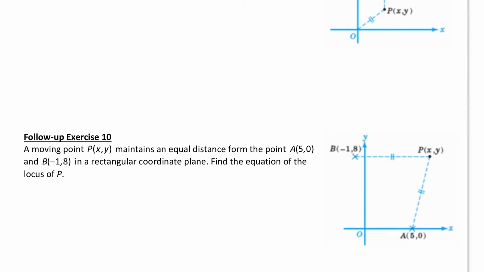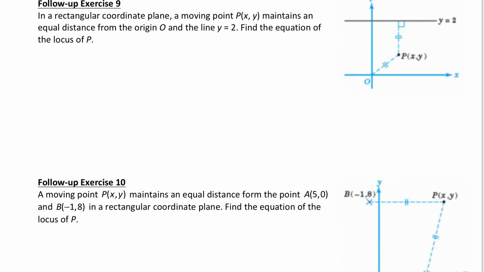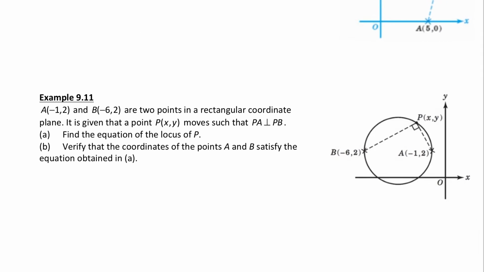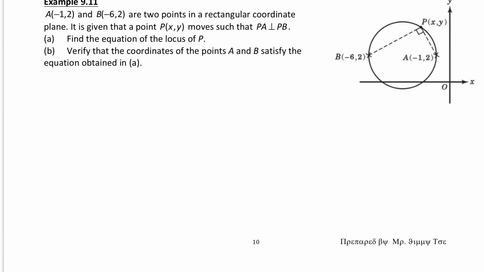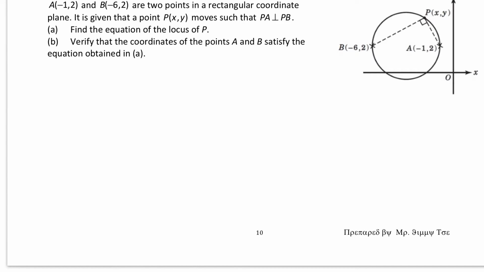Remember, you need to finish example 4, exercise 9 and 10 and then 11. I want to demonstrate the last example. Okay, read the question first. Example 9.11. A and B are 2 points in the rectangular coordinate plane. There are 2 points. It is given that P moves such that PA is perpendicular to PB.